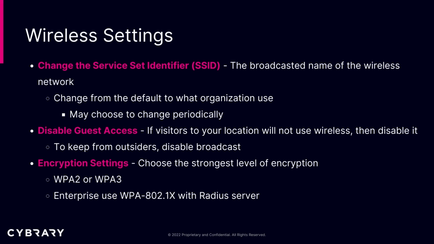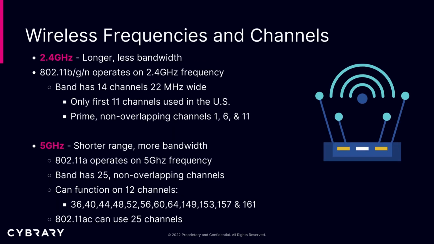Encryption settings are very key and very important to protecting your environment. Choose the strongest level of encryption, WPA2 or WPA3. If you have an enterprise, the enterprise may want to set up WPA with 802.1X with RADIUS server authentication. We talked about that previously in another lesson. Also, you want to dig down a little bit and look at the different frequencies and channels for your wireless.